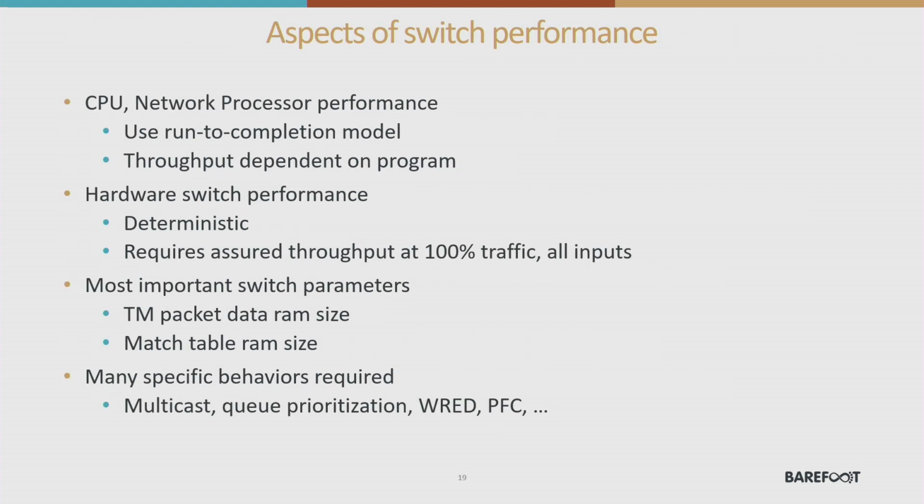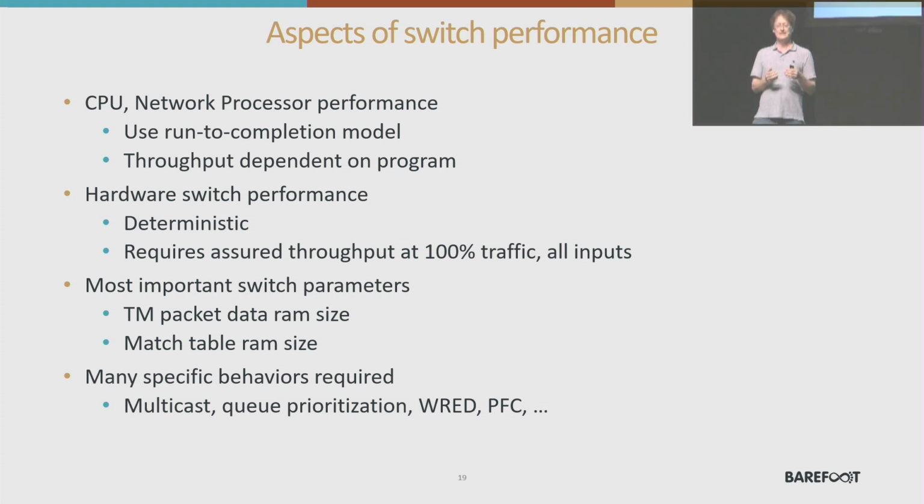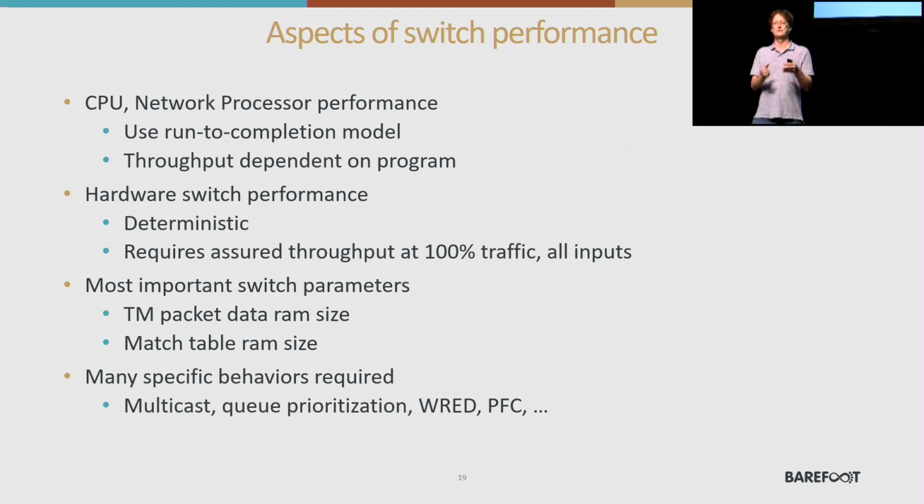Switch performance is a very different animal than CPU performance. With a CPU, more is always better, and that's also true with network processors. Network processor performance is kind of a squishy affair; the throughput you get depends on what application you're doing. Hardware switch performance is deterministic. You have to accept 100% input traffic on all your input ports. End of story. It's very simple.